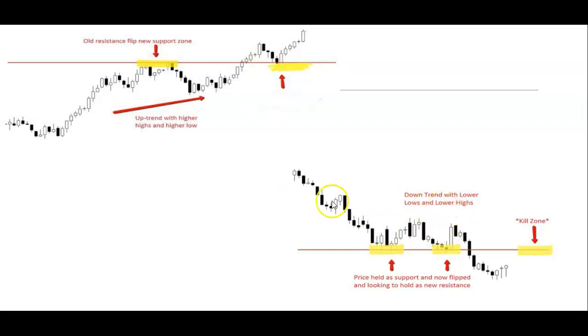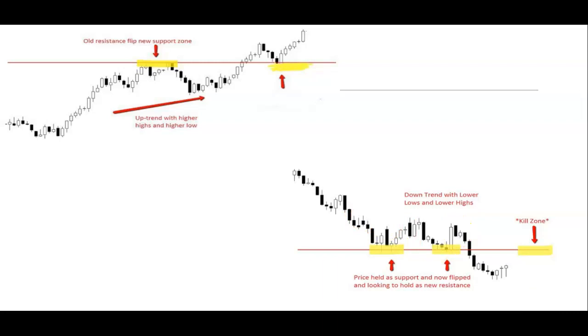Now look at this. Price dropped, price sold. The market was selling up until this zone. Now this zone is 7. First, this is a downtrend. Remember I said the first thing is you want to see a very obvious trend. Now this is an obvious downtrend. As you can see, lower lows and lower highs. So this is a downtrend.